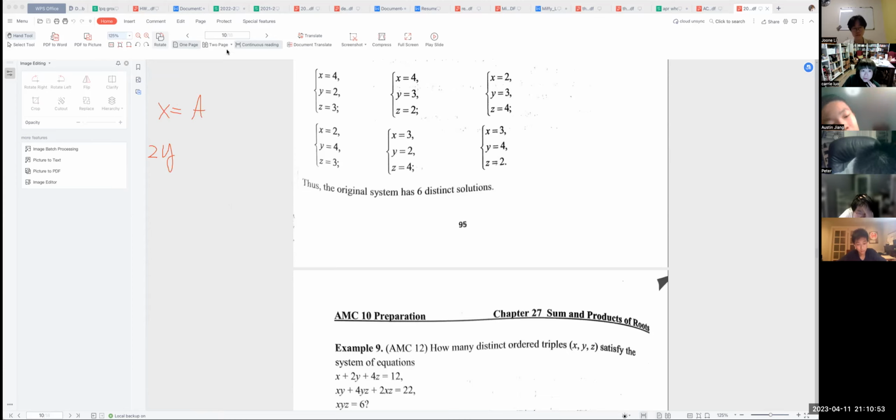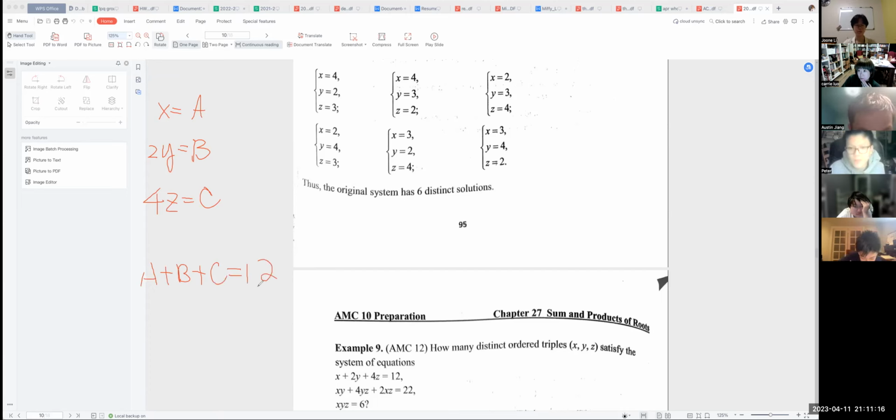a, 2y equals b, 4z equals c. Can we do that? Is it working? Okay, so we can see the first one is a plus b plus c equals 12. Correct? Good. For the second one, some people say, I don't have xy. That's fine. 2 times xy equals a times b, then xy equals ab over 2, correct?